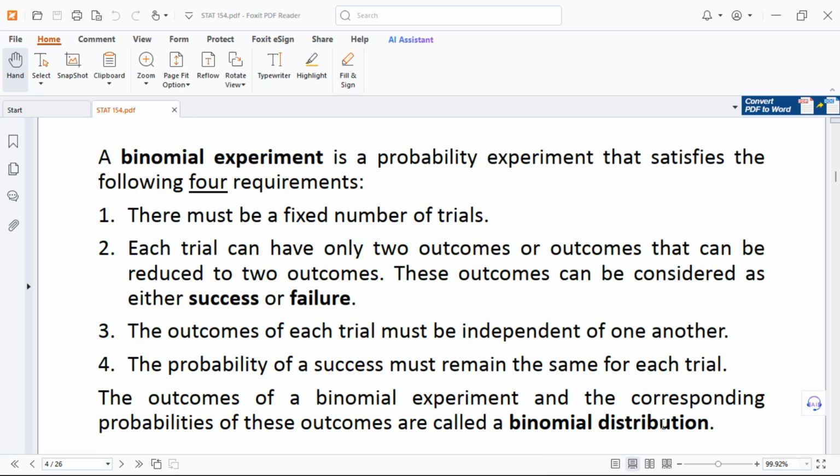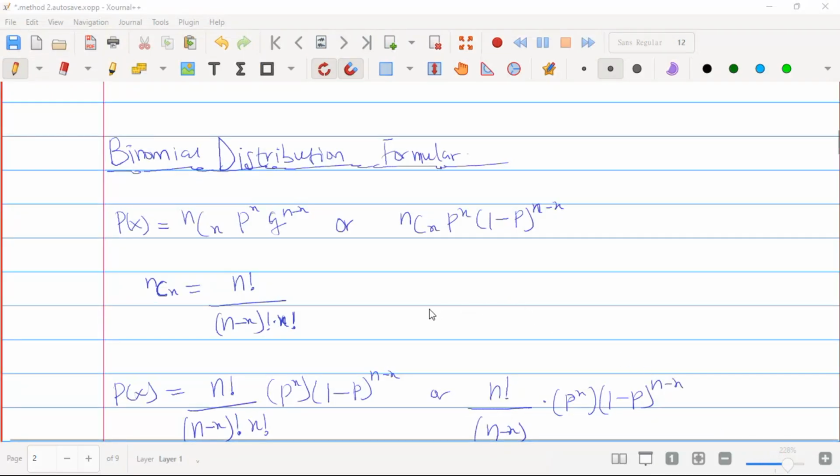So let's go through the PMF for the binomial distribution, so that when you get binomial distribution questions, you will be able to do them. We will learn the PMF and the mean and the variance of these probability distributions. As you can see on the screen, this is the binomial distribution formula, the PMF that we can use to solve binomial distribution questions.